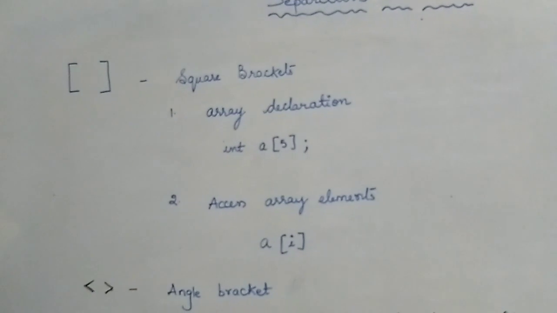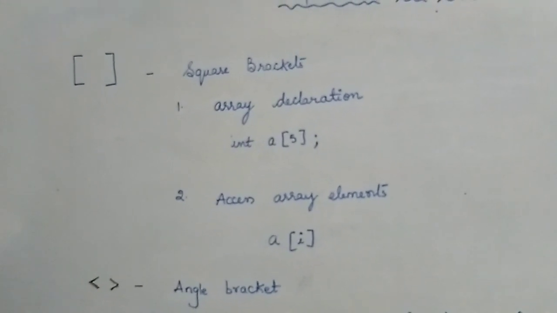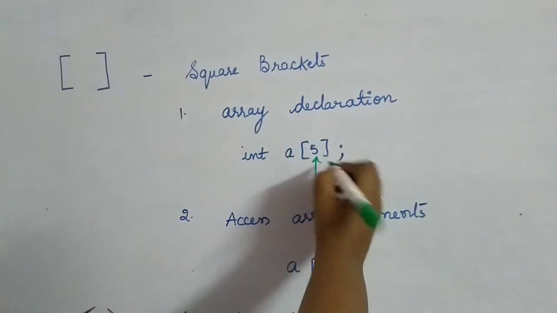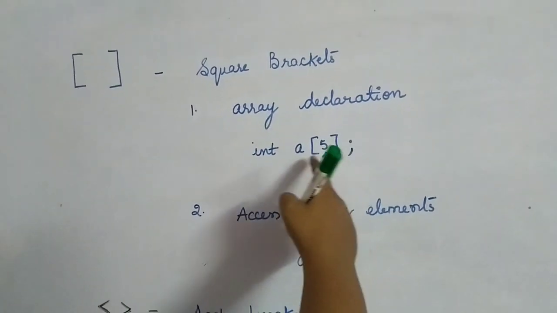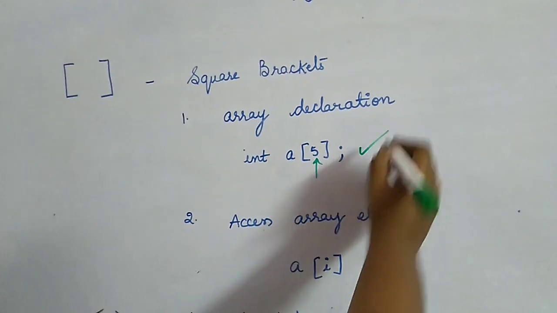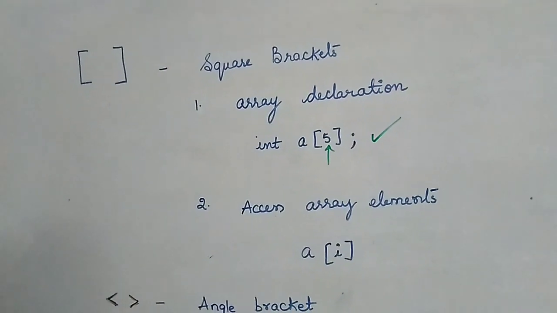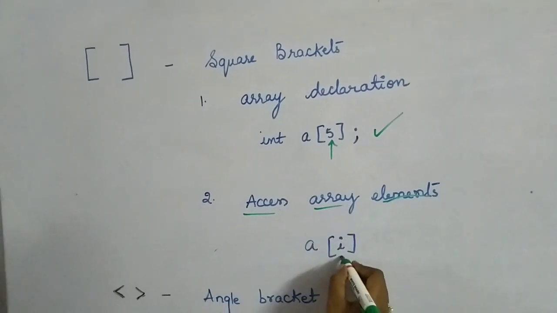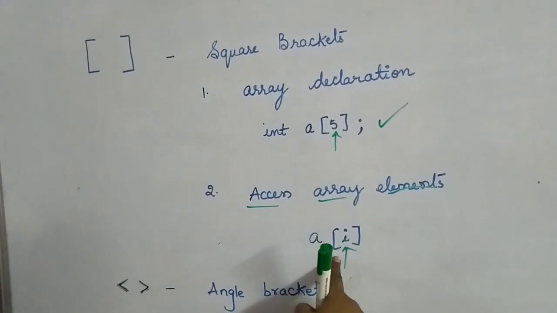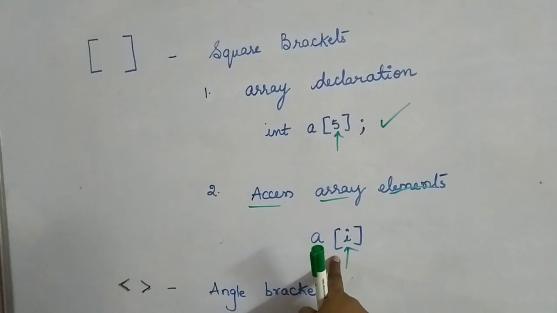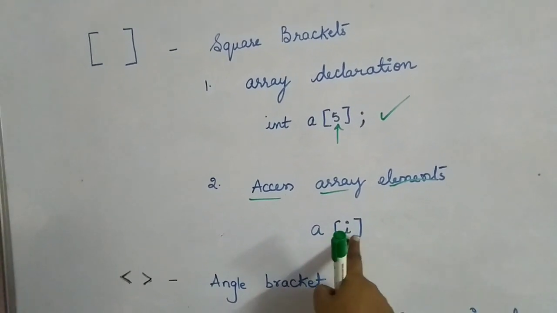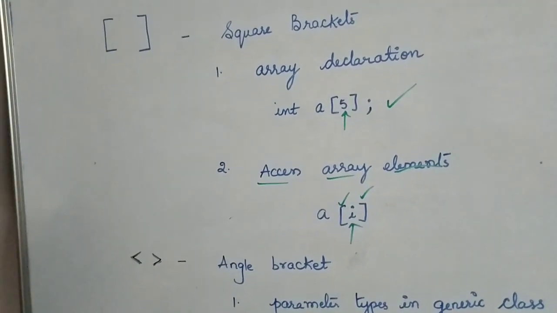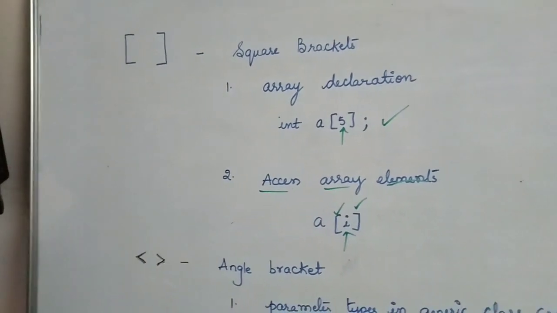It is used for array declaration like this. If you want to specify the size of the array, that can be put in these square brackets. So this is one use of square bracket. The second use is to access array elements. You can access array elements through their index numbers, and that index number can be specified in between these square brackets. So this is the purpose of the square bracket.